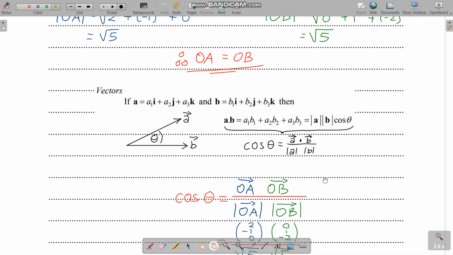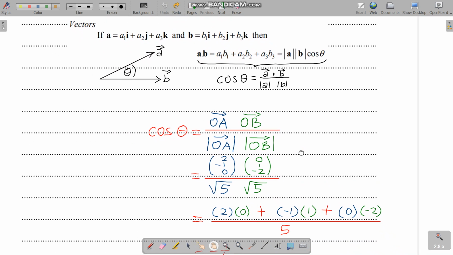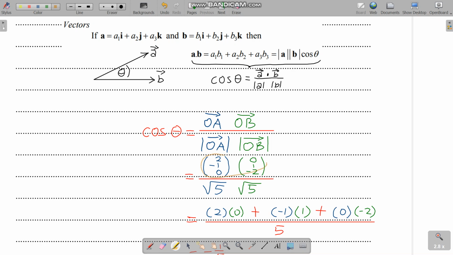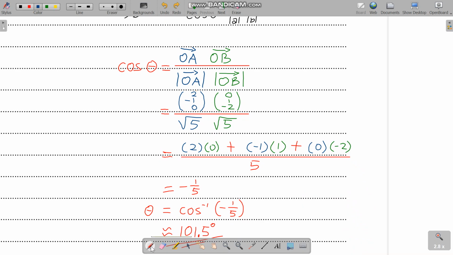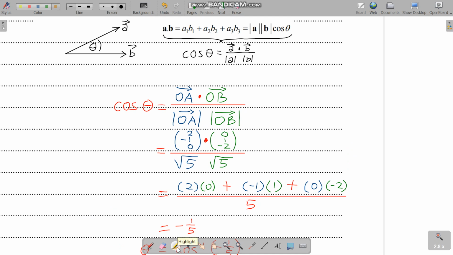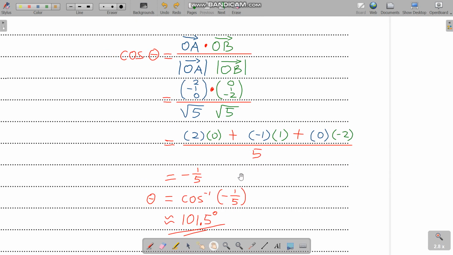To find the angle, we use OA and OB. Previously we know the vectors and we know the magnitudes. To find the dot product, just follow the MF19 formula. We multiply the corresponding components: 2 with 0, minus 1 with 1, 0 with minus 2, and add everything. Using a calculator, we get minus 1 over 5. Now minus 1 over 5 is actually cos theta, not theta. So we need to do inverse cos, and we get the final answer.